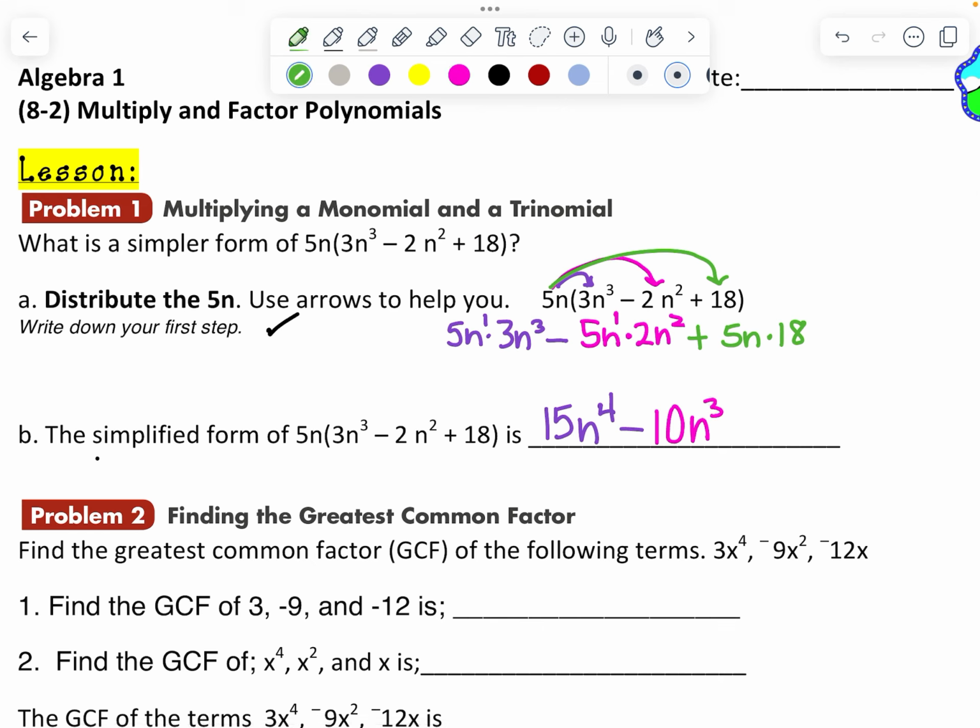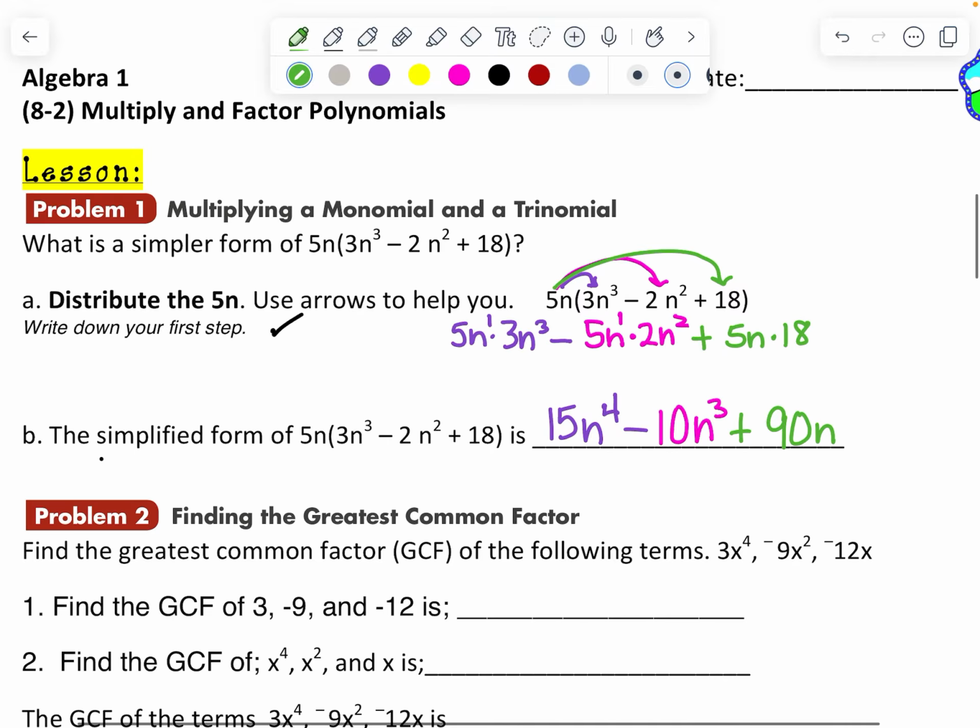And then the last term there, we're going to have 5 times 18, which is 50, plus 40, which is 90. So we end up with just plus 90 and then bring the n down. It's an n to the first, so we just tack that in there, okay? And there is a simplified form of 5n.